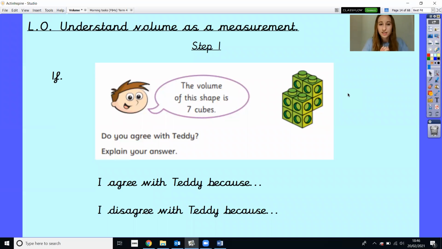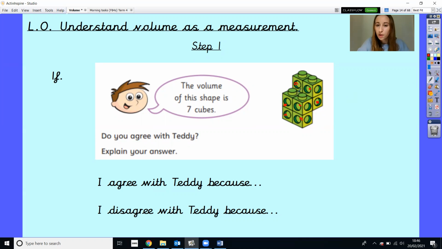Okay, so let's talk about Teddy. Teddy says the volume of this shape is 7 cubes. Now, I can see why Teddy might think that. I'm looking at the picture and thinking, well, there's 1, 2, 3, 4, 5, 6, 7 cubes that I can see. However, I wonder if there's a cube that I can't see making up this shape.